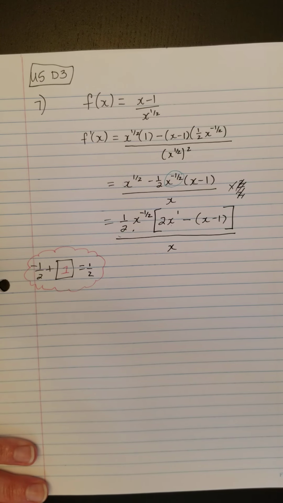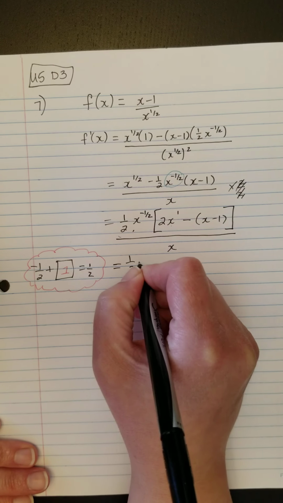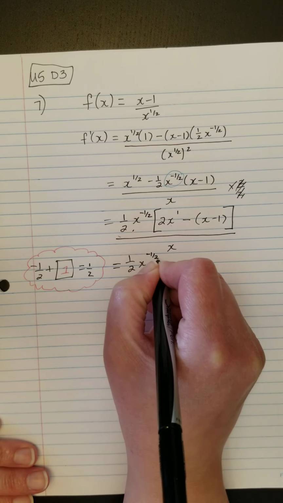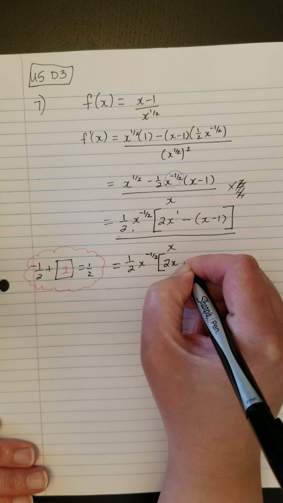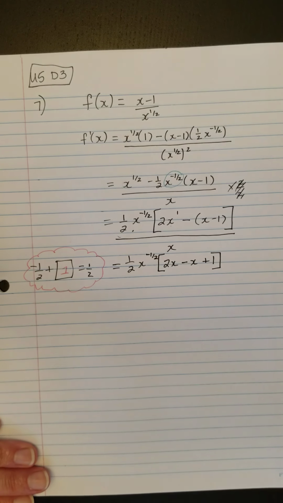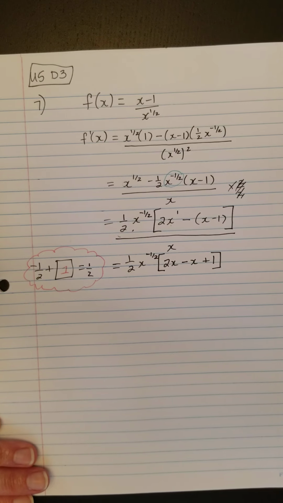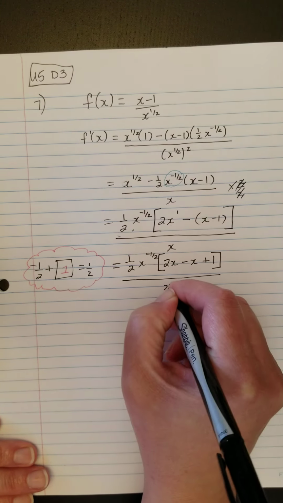So now what I have left here is 1/2 x to the negative 1/2, and then I've got 2x minus x plus 1. So that is what's left when I have factored that out, and it's all over x.